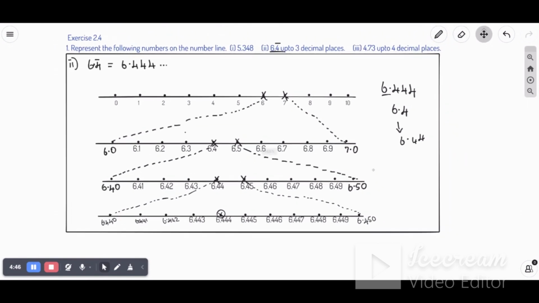So hope you understood this question. This question is nothing but you have to start with 6.4 recurring and write your recurring up to 3 decimal places. Start with 1 by 1 digit 6. Then go with your 6.4. Then 6.44. Finally end up with your 6.444. So hope you understood this question. Let's move on to the next one.